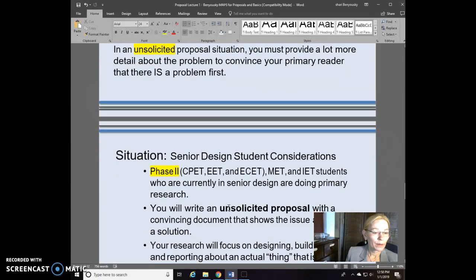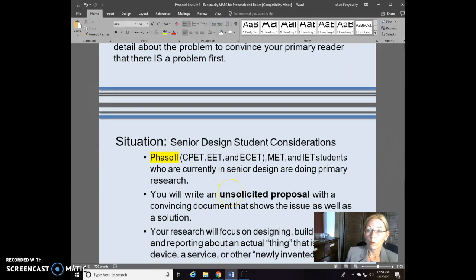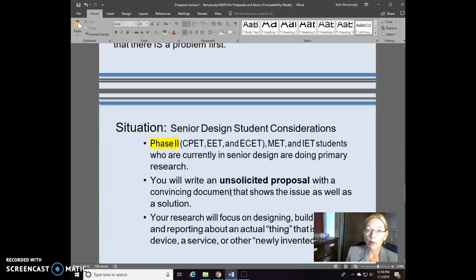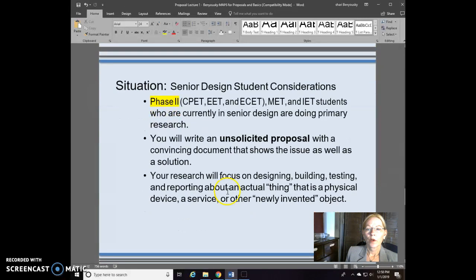Okay, so let's talk about which of you are which, right? You're probably wondering that too. So let's talk about you who are in senior design right now. If you're in phase 2 of senior design, which is the majority of this class, I'm talking to you. Those are people who are in CPET, EET, ECET, all the E's, the METs, the IETs, people who are in senior design already and are in phase 2. Okay, you're writing an unsolicited proposal.